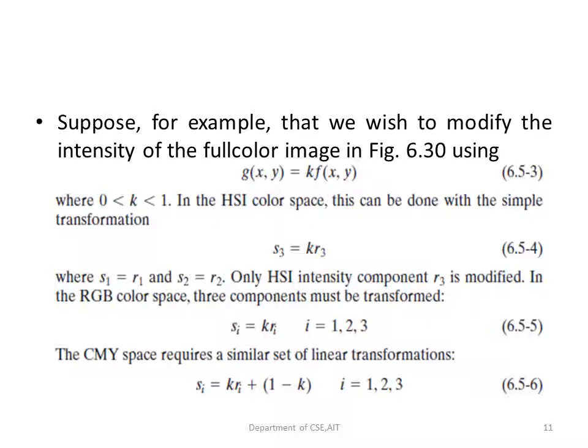In the RGB color space, three components must be transformed: Si = k Ri, where i = 1, 2, 3, that is red, green and blue. The CMY color space requires a similar set of linear transformations, that is Si = k Ri + (1 - k), where i = 1, 2 or 3.